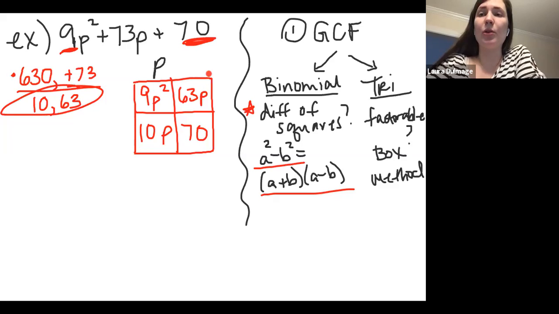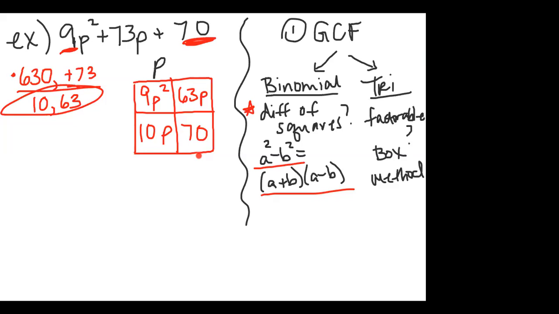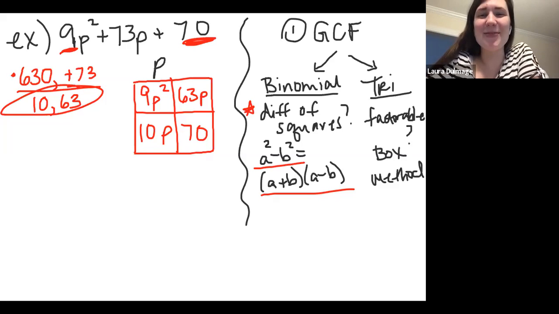Okay, then the next one is looking at 63p and 70. So this one, they definitely don't have a p in common because 70 doesn't have it, but they have a number that fits into both of them. They have a common factor. So what is that number?